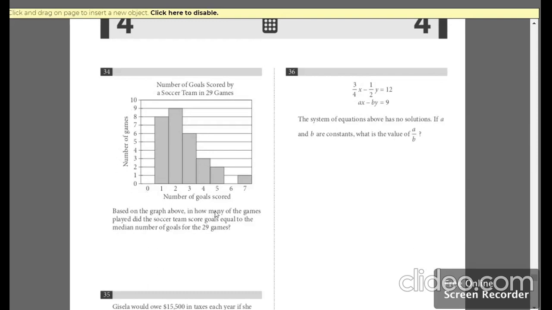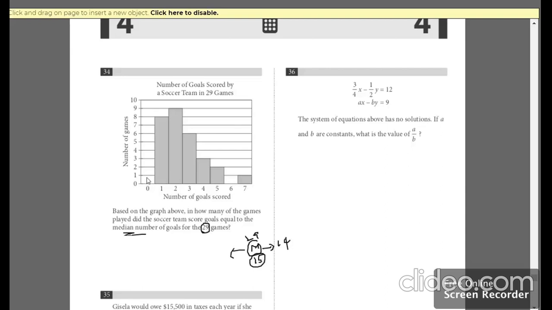Based on the graph above, in how many games played did the soccer team score equal to the median number of goals for the 29 games? So 29 is an odd number, and if this is the median, we are left with 28 numbers, that is 14 and 14 on either side. So this is going to be the middle one, which is 14 plus 1, the 15th term. We are going to look at the 15th one, that is our median.